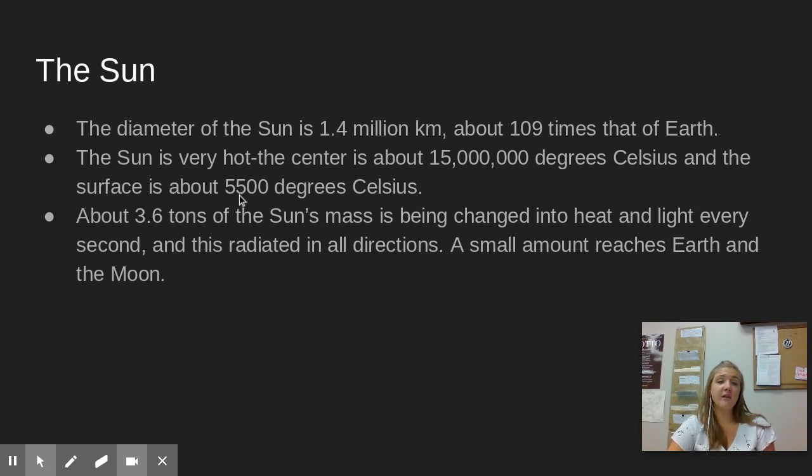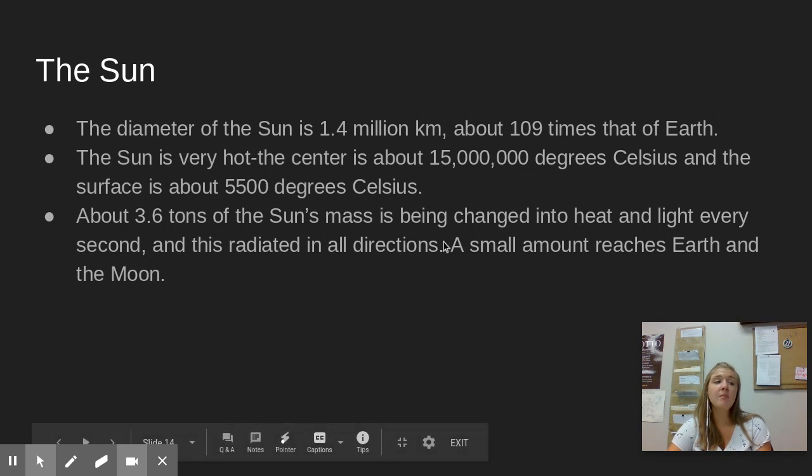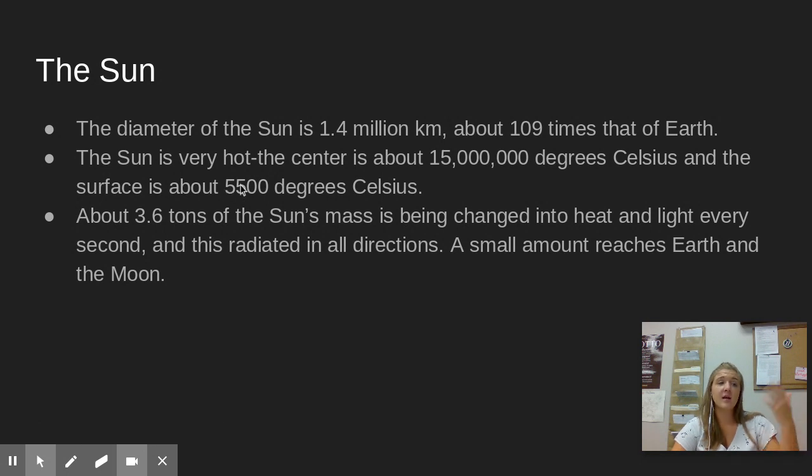The sun is also very hot, if you're not aware, especially here in Texas sometimes. The center is about 15 million degrees Celsius, and the surface is about 5,500 degrees Celsius. To put this into perspective, a general nice cool temperature outside, maybe in the 70s, would be about 27 or so degrees Celsius. Now, 5,500 is a lot bigger than 27. So the surface of the sun is extremely, extremely hot. And then the center is obviously 15 million, which in comparison to 5,500 is quite a bit more.